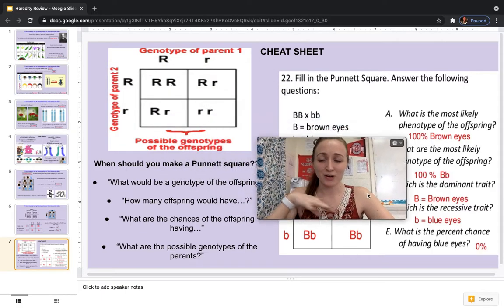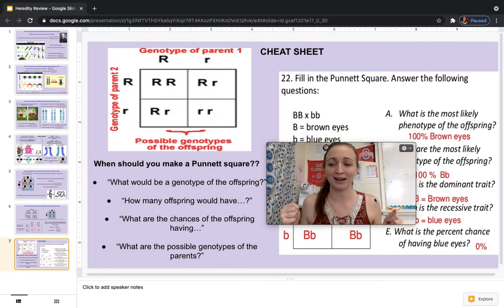So really, I know I gave you a lot of information today, but we're going to practice it tomorrow. I think Punnett squares are things that get easier with practice, so I'm not worried about us. I think we got this down. Hit me up if you have any questions.